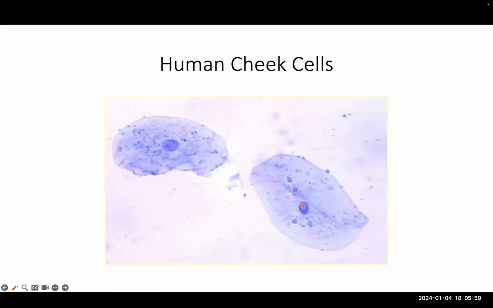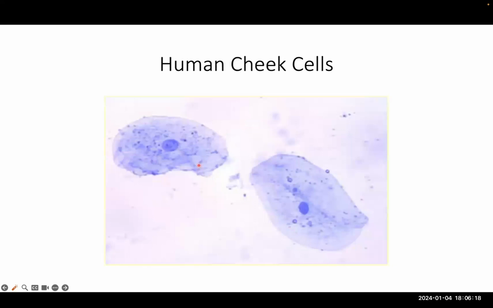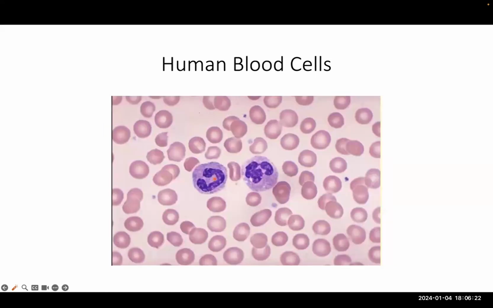But this dark blue spot here is the nucleus. And the rest of it, which we don't see much, has a lot of other stuff in there, which we're going to talk about today. You can also see the tiny blue spots here. These are bacteria. Here are some more cells.